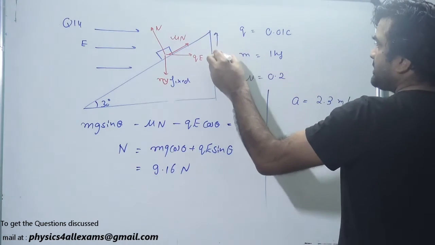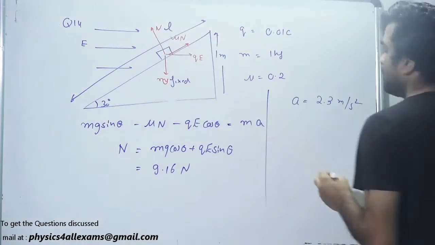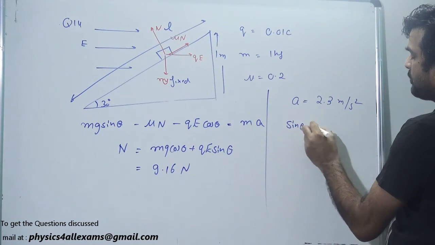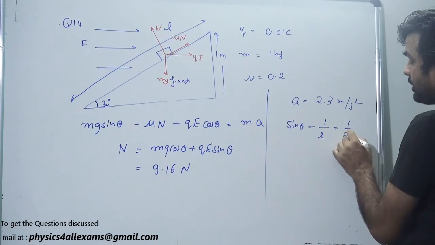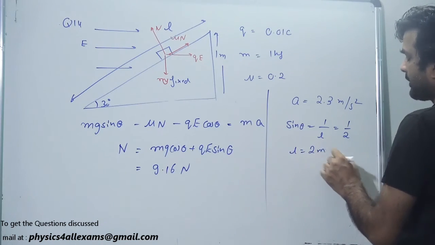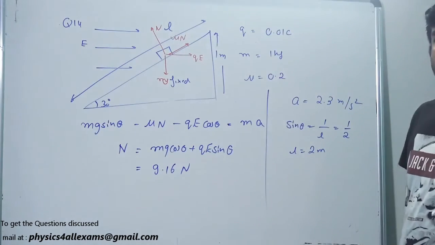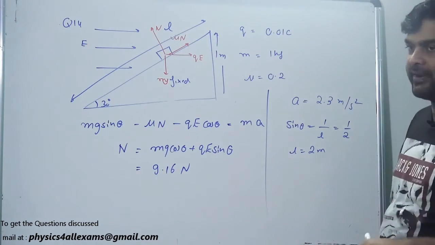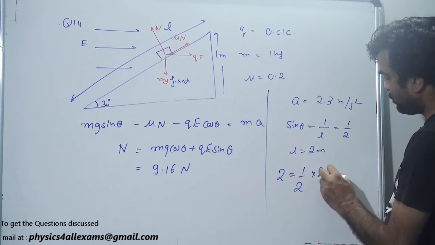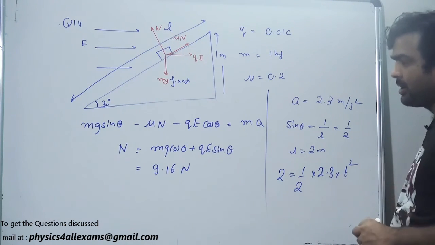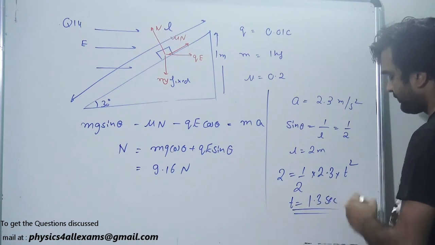Now, having found the acceleration on the inclined plane, we have to find the time. This particular height is given to be 1 meter, and therefore this length, if it is L, then sin theta should be equal to 1 divided by L, and sin 30 is 1 by 2. So L should be equal to 2 meter. So the displacement of the mass along the inclined plane is 2 meter, and L must be equal to half a t square. So 2 should be equal to half times 2.3 into t square. Solving this, we'll get the time as 1.3 seconds.